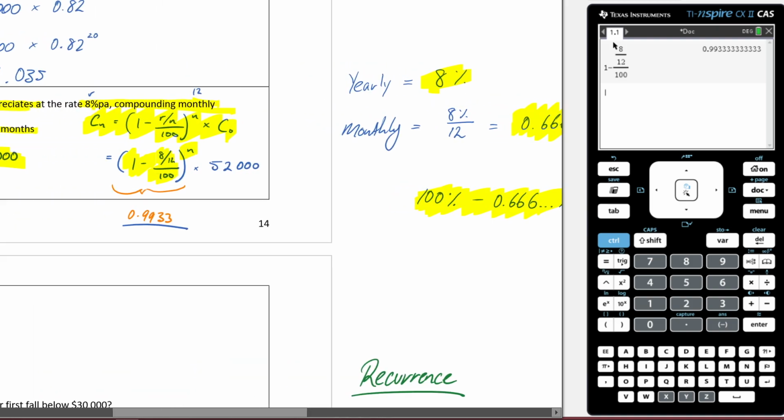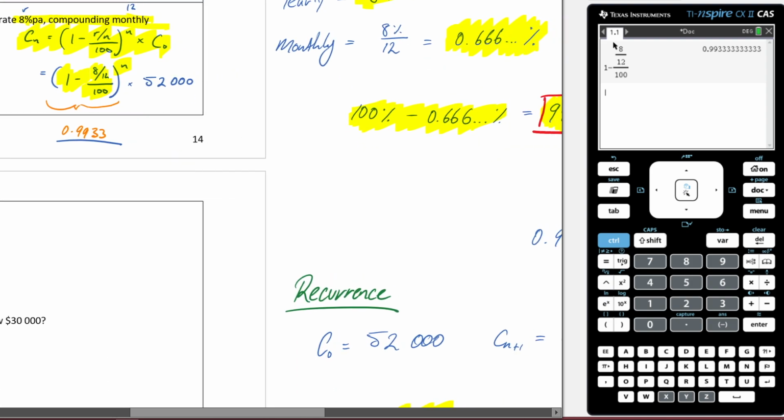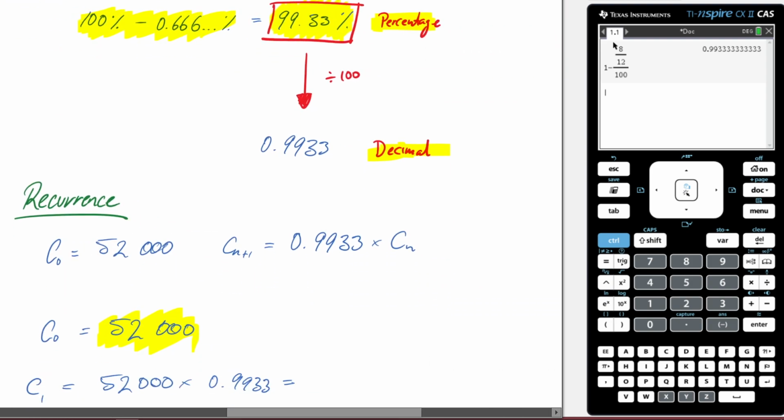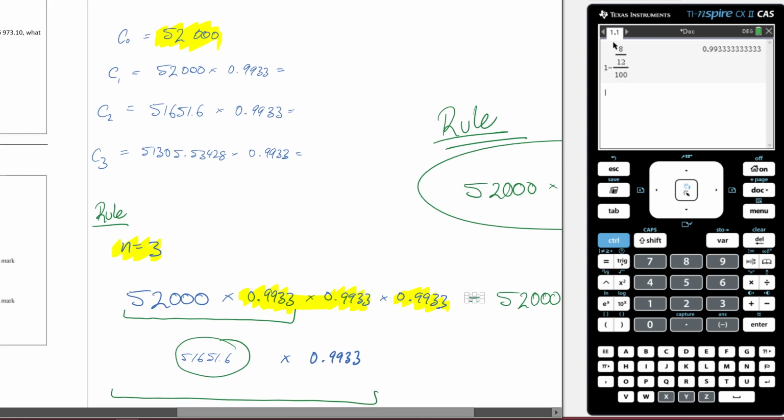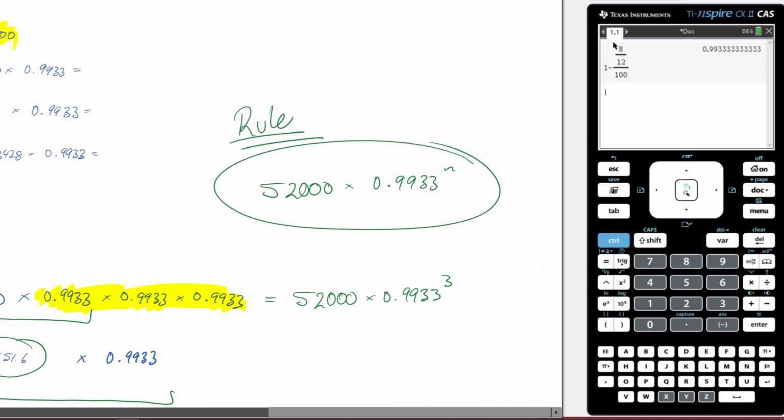Why did I raise it to the power of n? The reason is that when we're dealing with recursion, as you can see here, when we figured out after 3 recursions, you're just multiplying that 0.9933 3 times. That's why we can just raise it to the power of 3 there, or in the general rule, we're just raising it to the power of n, where that represents the number of months.